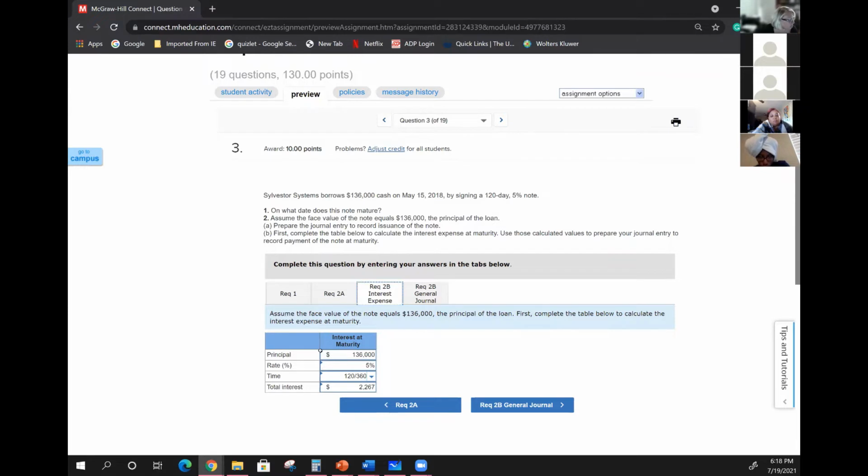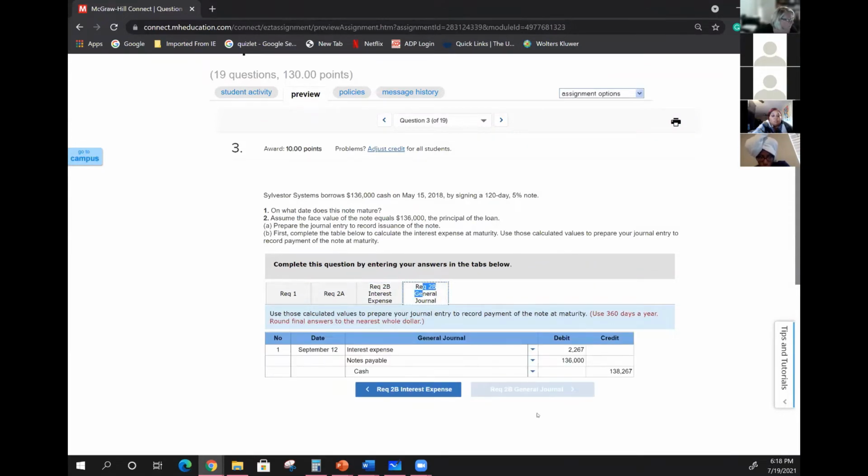Now it tells us that they're charging us 5%. So it set up the 136,000 times the 5%. But are we charging a whole year? We're not. And remember that the formula for banks is using 360 days. So we're going to take 120 days, because that's how long we have this note, divided by the 360 to get what the interest is. Use those calculated values to prepare the journal entry to record the payment at note maturity.